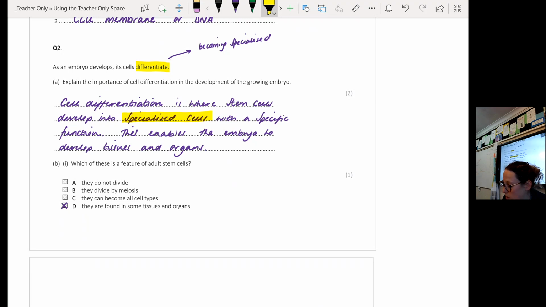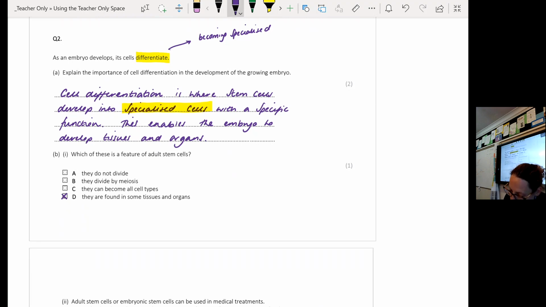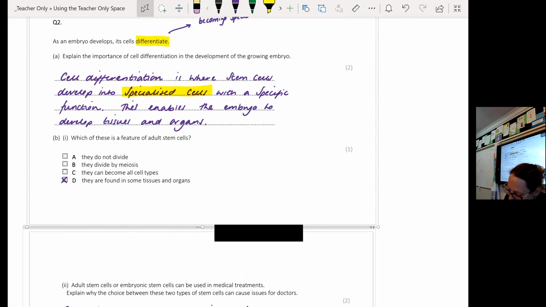And the reason is so that I can have tissues and I can have organs. So the embryo cannot have tissues or organs without having specialised cells. My specialised cells then go on to become tissues and organs, and that is your second marking point for that question. And then you have a multiple choice question.